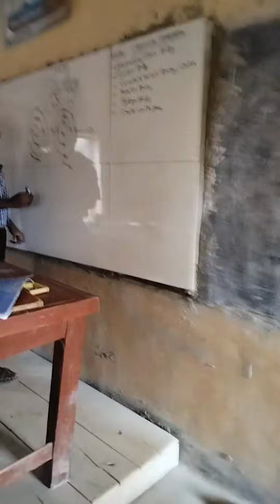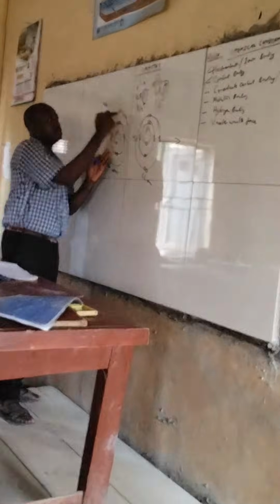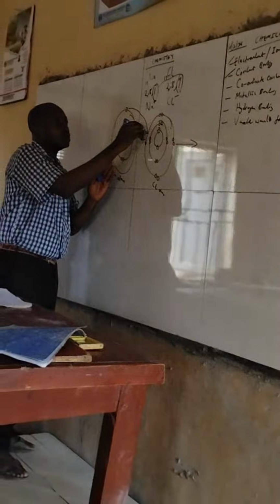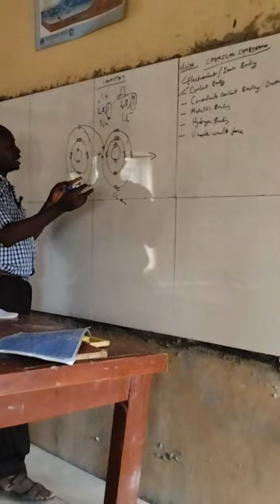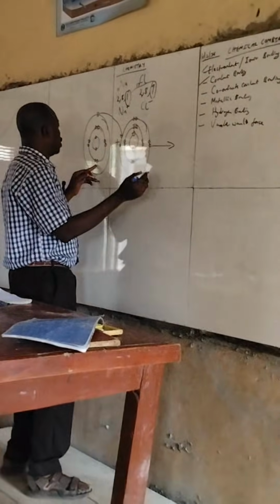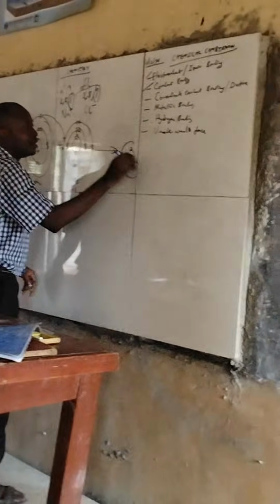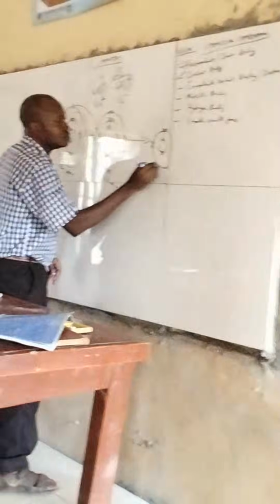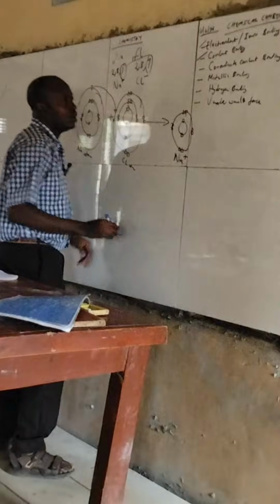So this is the chlorine atom. Therefore, when they want to form a stable structure, they transfer. Sodium prefers to lose this electron and transfer it to the chlorine atom. In the process of transferring, it becomes a sodium positive ion.